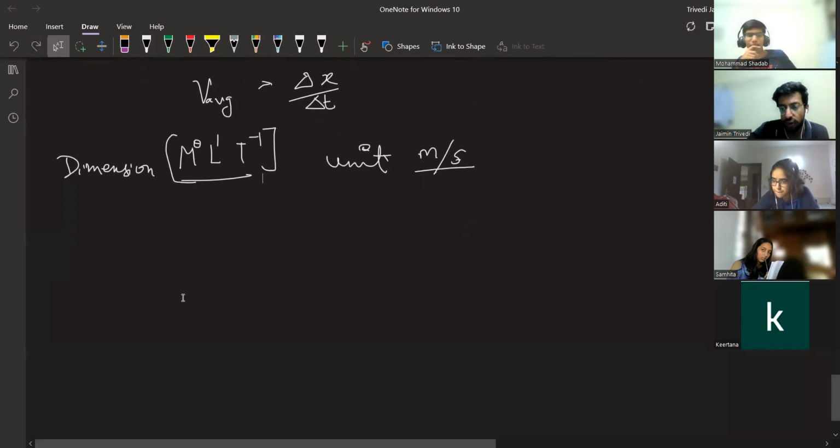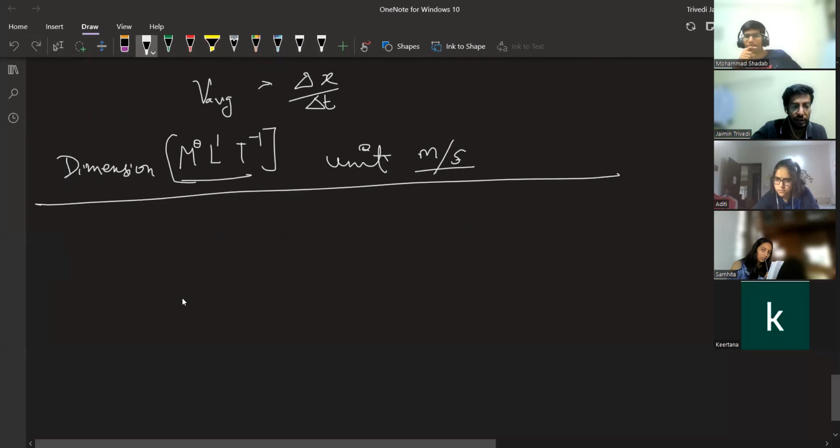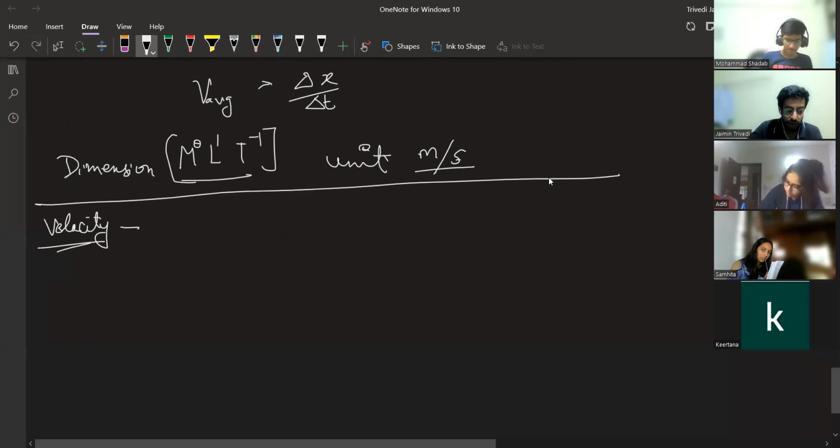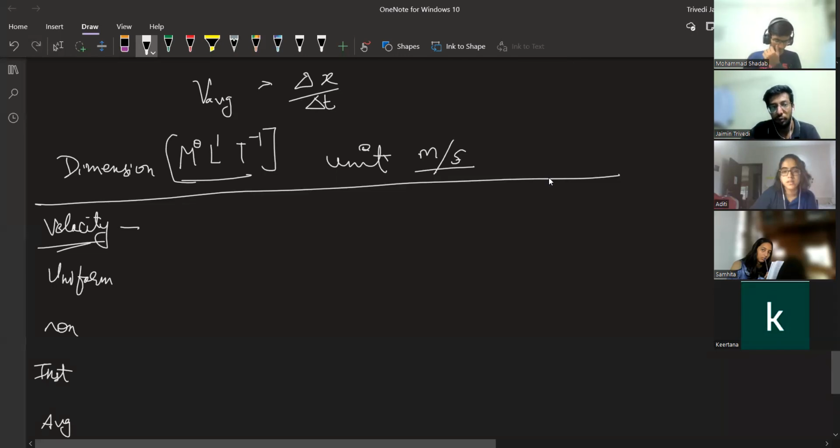Same thing. Let's write about velocities. Quickly, everyone write. What is velocity? Then uniform, then non-uniform, instantaneous, average. Then we'll have some graph.